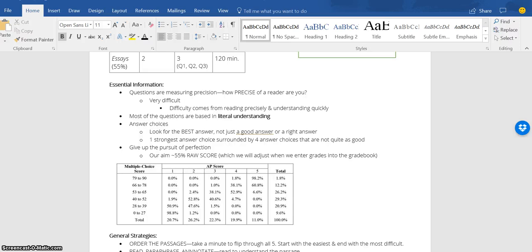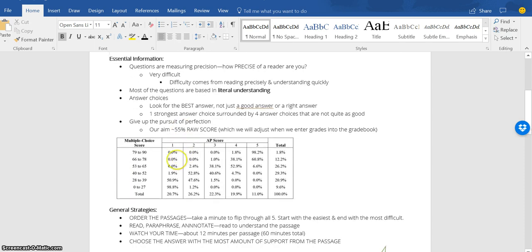Answer choices, you have 5 of them for each question. You're looking for the best answer, not just a good answer or what might be the right answer, but out of these 5 choices, what is the best answer? So there's always going to be one answer choice that is strongest among the 5, and then the other 4 answer choices will be not quite as good.